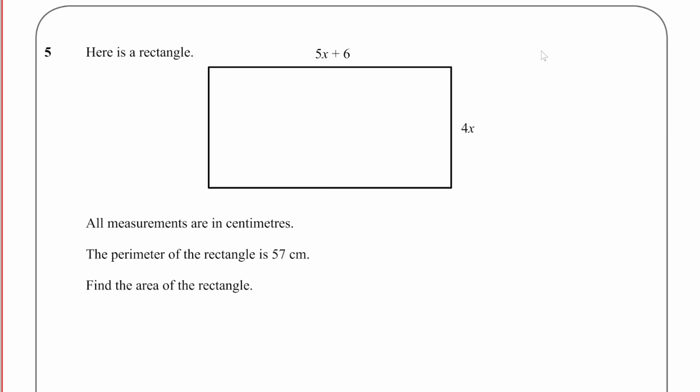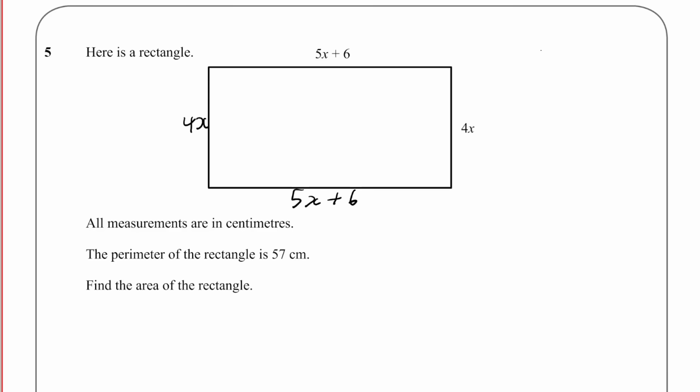Question 5. Here is a rectangle. All measurements are in centimeters. The perimeter is 57 centimeters. Find the area. So we know all of the lengths, so we can add them all up and make it equal to 57. And then we will find out what x is. Then we can find the area because we'll know the lengths.